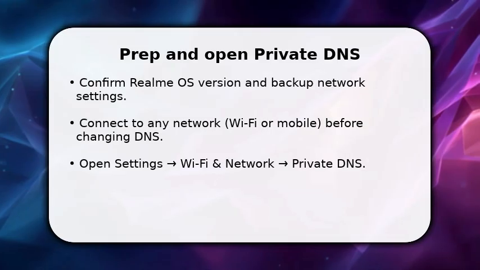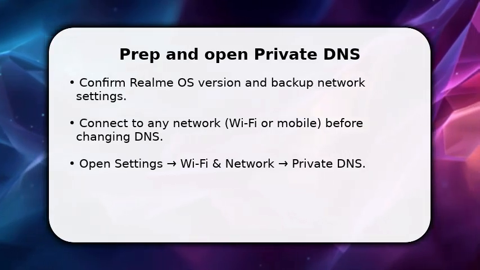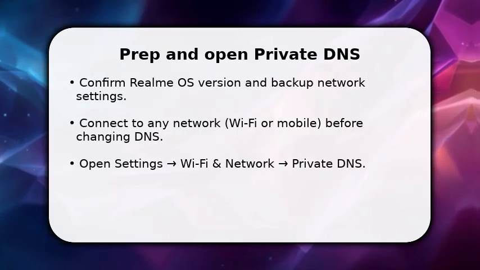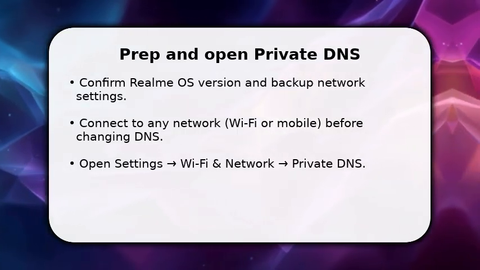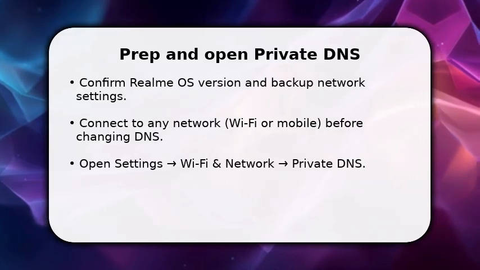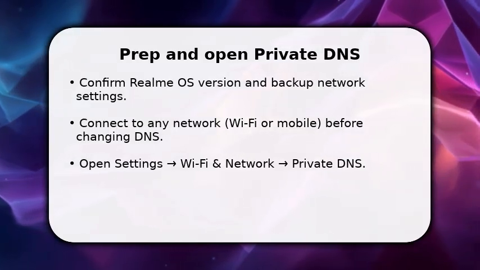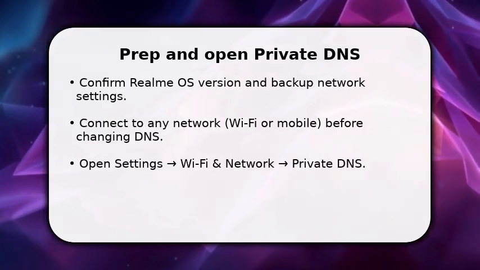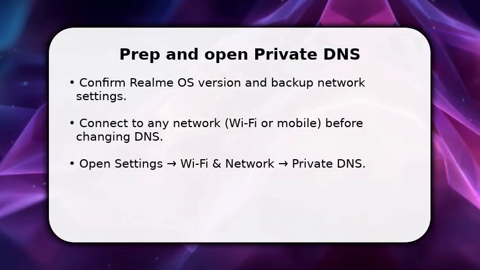You start by confirming your Realme OS is up to date and backing up network settings. This avoids surprises. Once done, connect to Wi-Fi or mobile data so changes apply immediately. Now open Settings, go to Wi-Fi and Network, and tap Private DNS. Choose the Private DNS Provider option to enter a hostname.